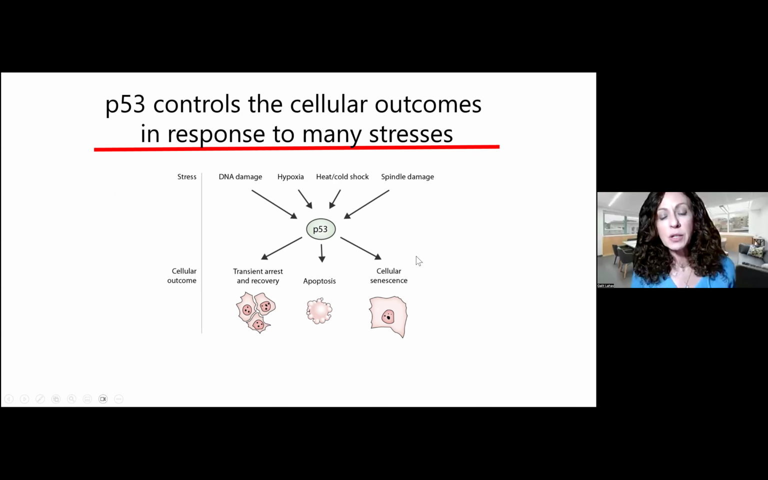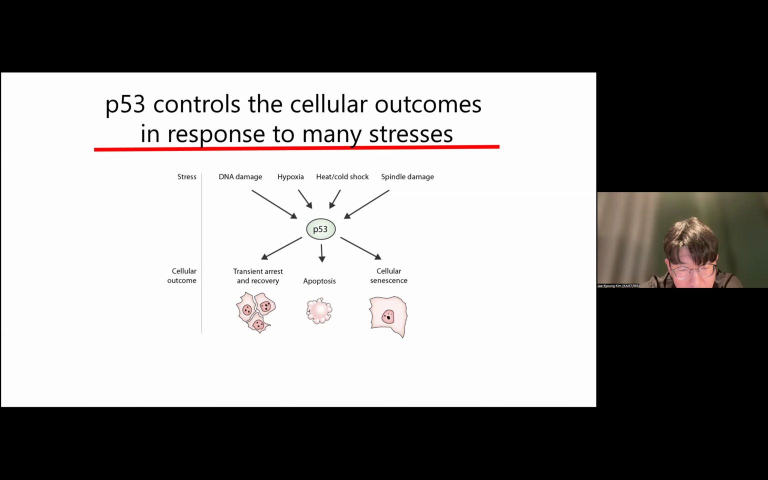And a big question in the p53 field has been how this one single protein can choose between these alternative outcomes, which, if you think about it, are actually conflicting. Like a transient arrest means recovery, but cell death and senescence are what we call terminal fates. The cells cannot recover from them. So the same factor can allow the cell to grow, or it can stop the growth of cells. And why is this important?